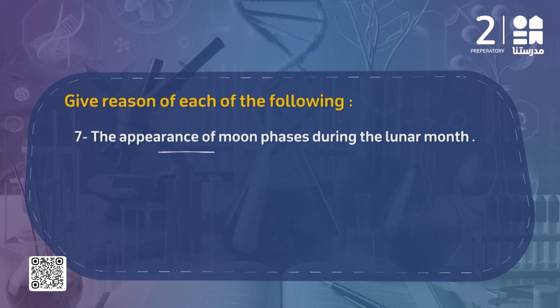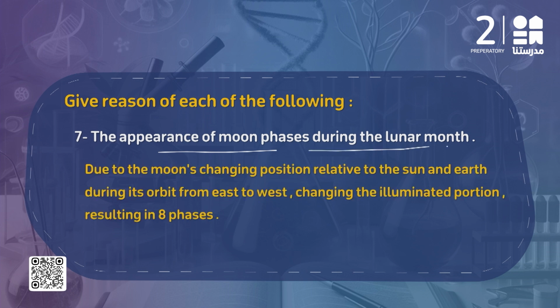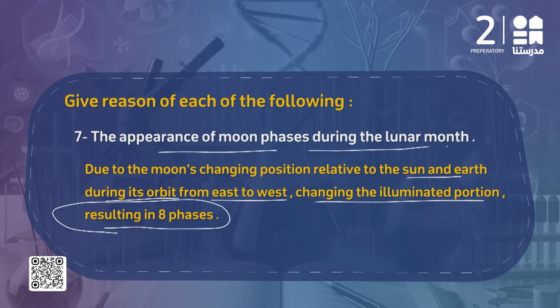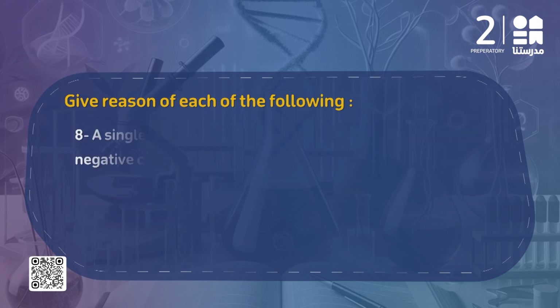Question number 7 بيقول لي the appearance of the moon phases during the lunar month وده بسبب ان المون changing its position while it's moving around the earth relative to the sun and the earth during its orbit from the east to the west وده بيغير ال illuminated part that receives the sunlight, reflected sunlight on the surface of the moon وبالتالي هينتج عن ال 8 phases of the lunar month.